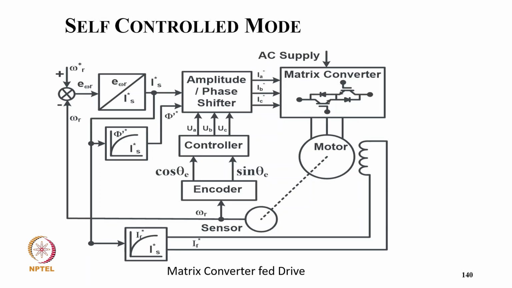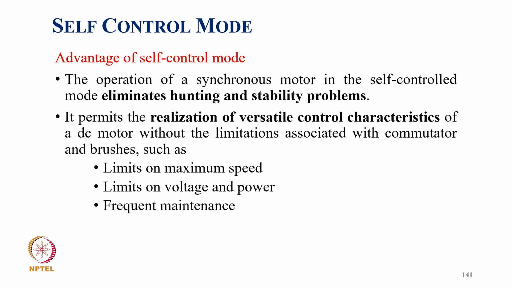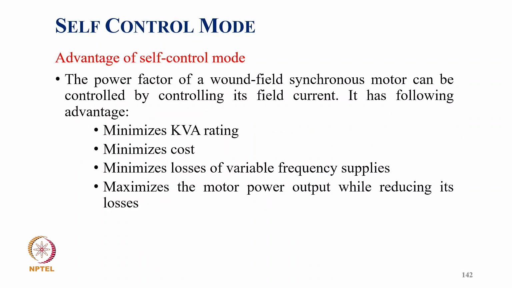Similarly, the same control is used for the matrix converter. Coming to the advantage of self-control mode, the operation of a synchronous motor in the self-control mode eliminates the hunting and stability problem. It permits the realization of the versatile control characteristic of a DC motor without the limitations associated with commutator and brushes, such as limits on maximum speed, limits on voltage and power, and frequency maintenance.